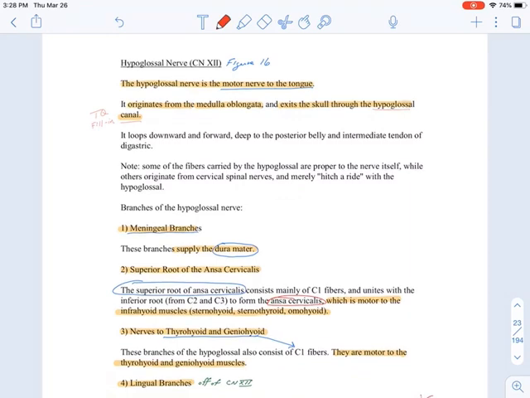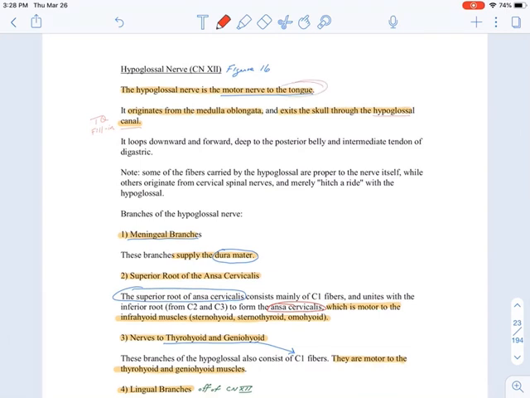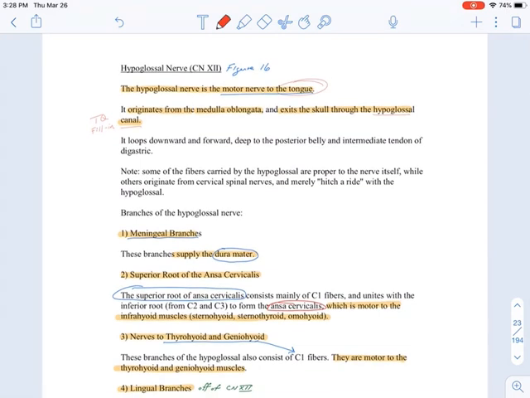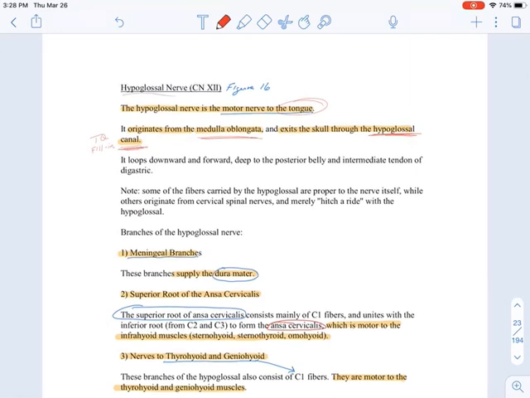Now we're on to our hypoglossal nerve, cranial nerve 12, motor nerve to the tongue. It originates from the medulla oblongata, and then unlike all of the nerves we talked about before, your hypoglossal nerve is going to exit the skull via your hypoglossal canal. So its exit is named after the nerve itself, and it has been seen as a test question in the past.